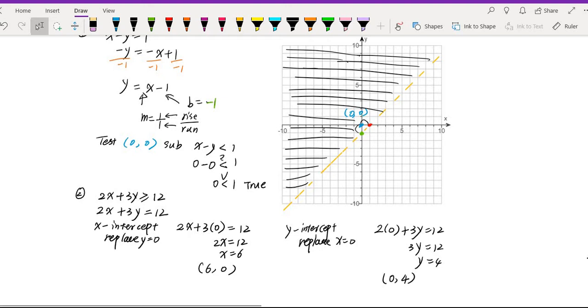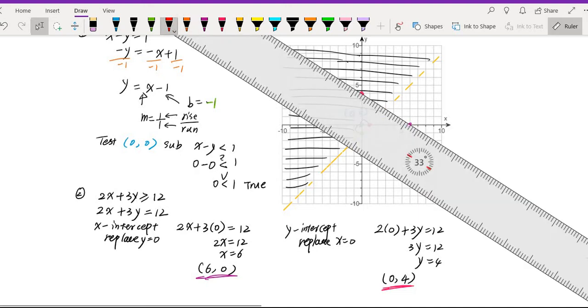Okay, we're going to have 6, 0. 6, 0 is right here. Okay, we'll use the purple color. And then 0, 4, that is right here. Okay, that's pink. So that's my two intercepts. We can graph this. In this case, because of this right here, that means it's a solid line.